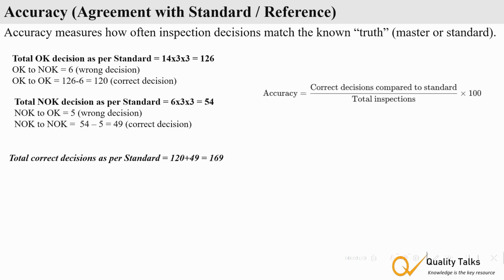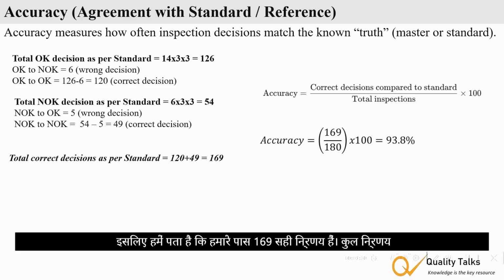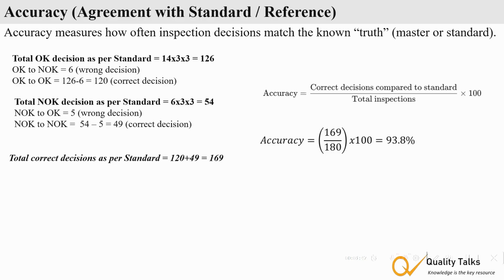The formula of accuracy is correct decisions compared to the standard divided by total inspections, or total decisions, multiplied by 100. We have 169 correct decisions. Total decisions are 180. 169 divided by 180 multiplied by 100, so the accuracy is 93.8%. That seems to be a good accuracy, but it does not remove the chance agreement. We will understand chance agreement while discussing the Kappa coefficient.